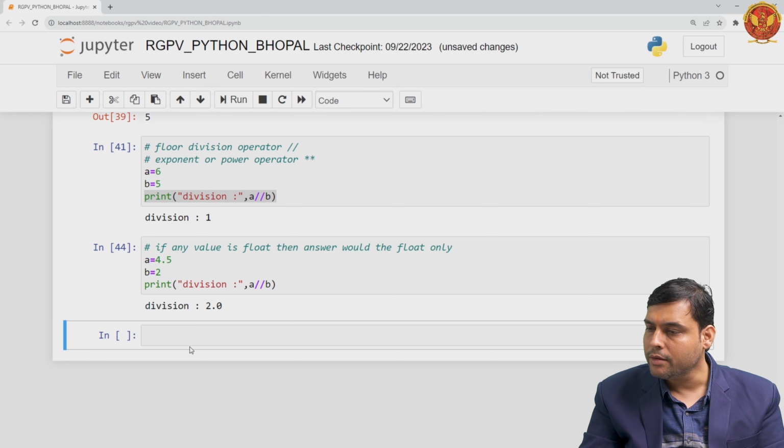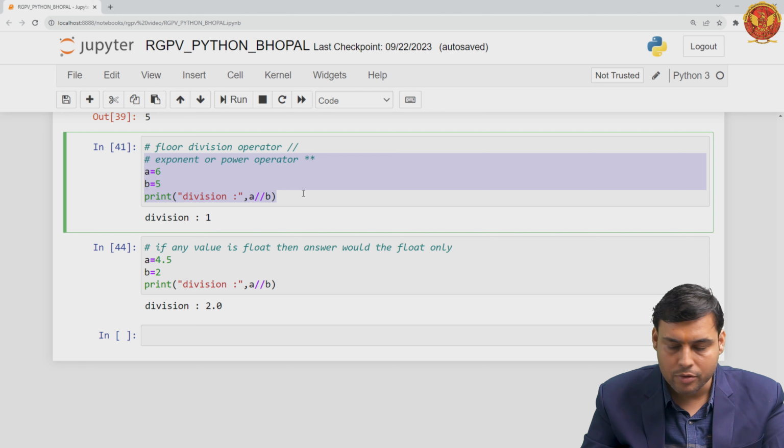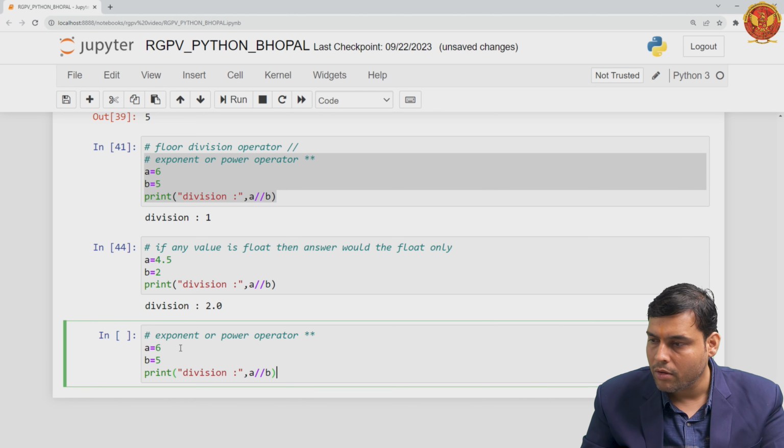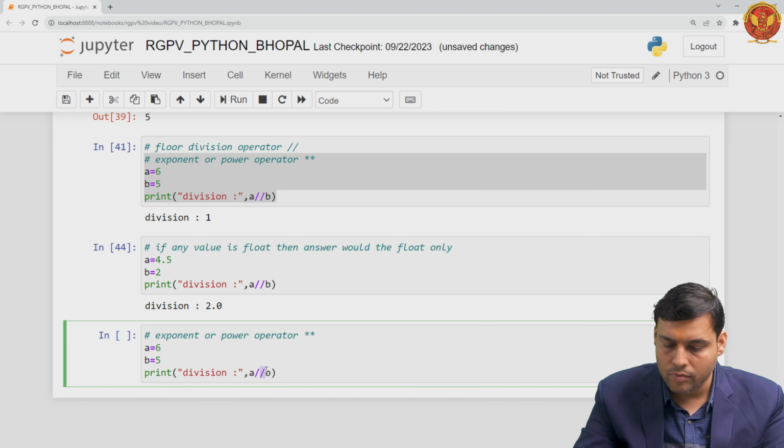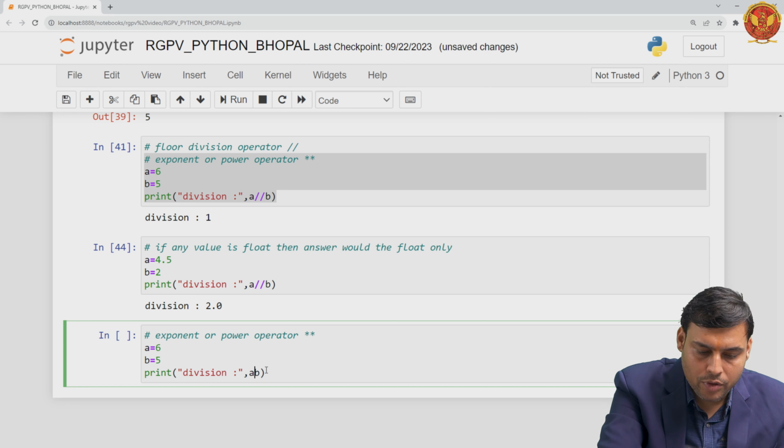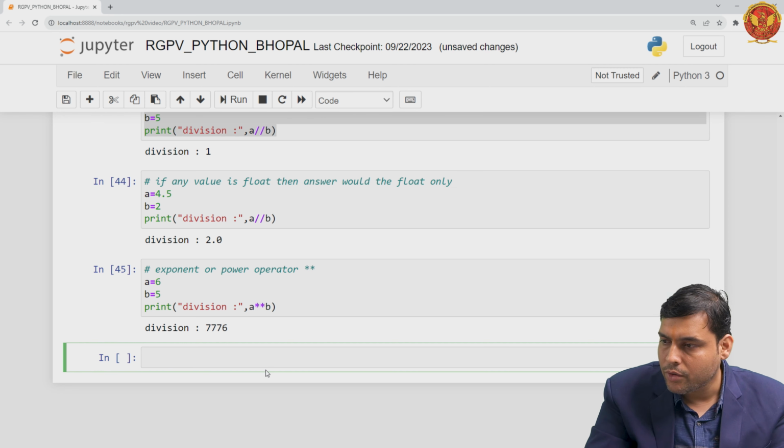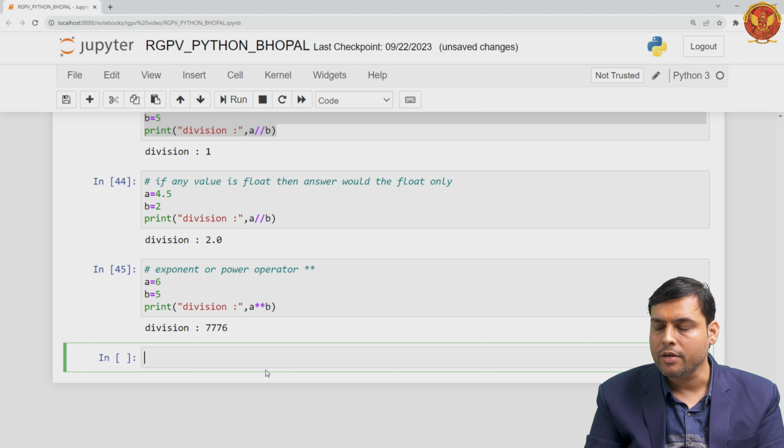Another kind of operator which is in the category of the arithmetic operator is power operator or exponential operator. So let me take it. You run this code, so you are having the 6 power 5, जो कि आउटपुट आपके पास आ रहा है 7776। So it was all about the basics of the operator.